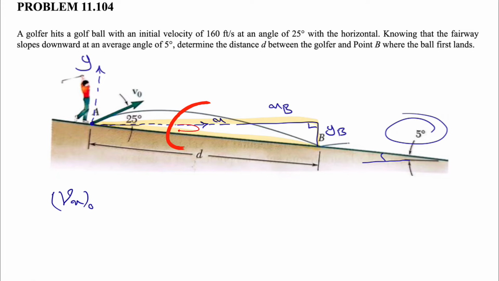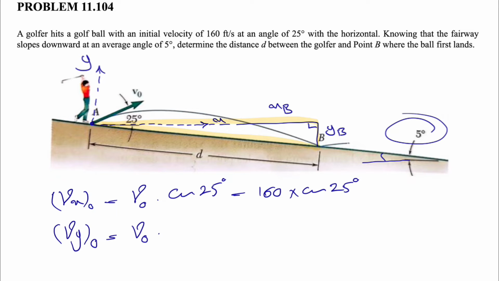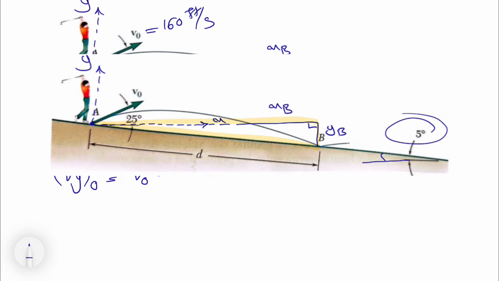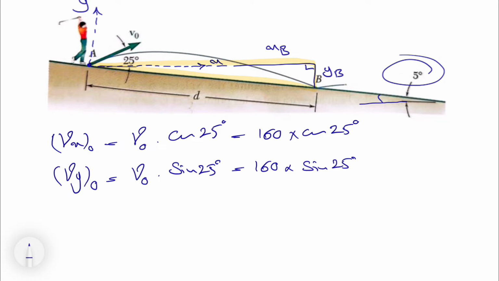So we know the initial velocity in here is 160 feet per second. Let's find our velocity in X and Y direction. For X, we have the initial velocity times cosine of 25, which will be 160 times cosine of 25. We also have the initial velocity in y direction, which will be 160 times sine of 25 degrees.